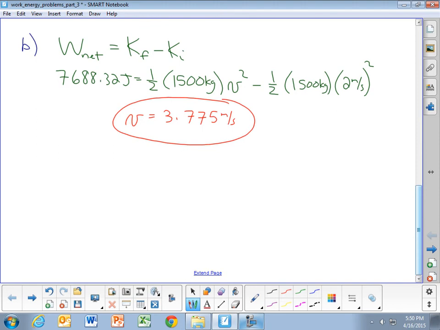So you'd find that initial kinetic energy and add it to the work that's done. So bring it over to the left-hand side. You get 10,688.32. You set that equal to 1/2 times 1,500 times v squared, which is 750 v squared. And you get this speed of 3.775 meters per second after taking the square root.